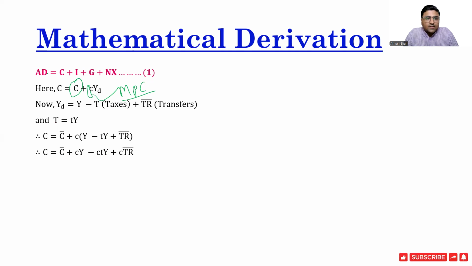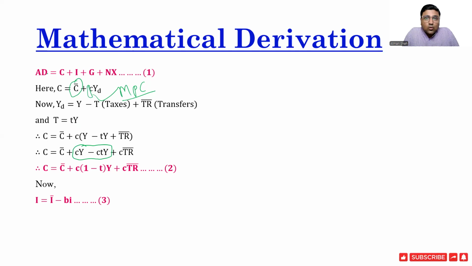Let's open up the bracket. So C is equal to C bar plus cY minus ctY plus cTR bar. Now we will take c and Y common from these two. So C is equal to C bar plus c(1 minus t)Y plus cTR bar. So this becomes our consumption function.